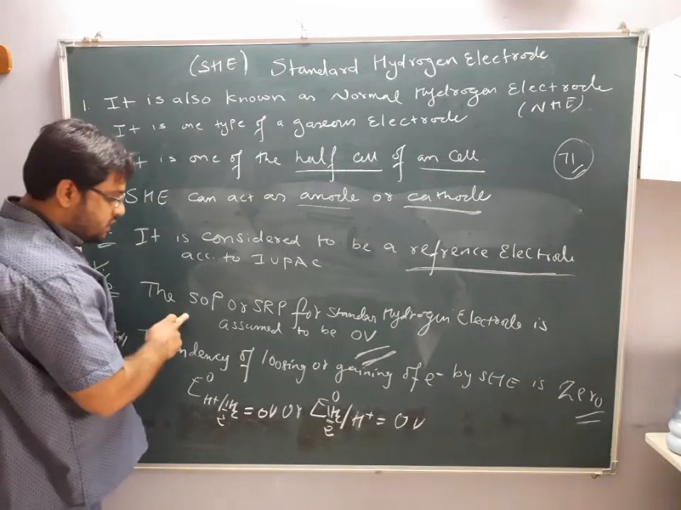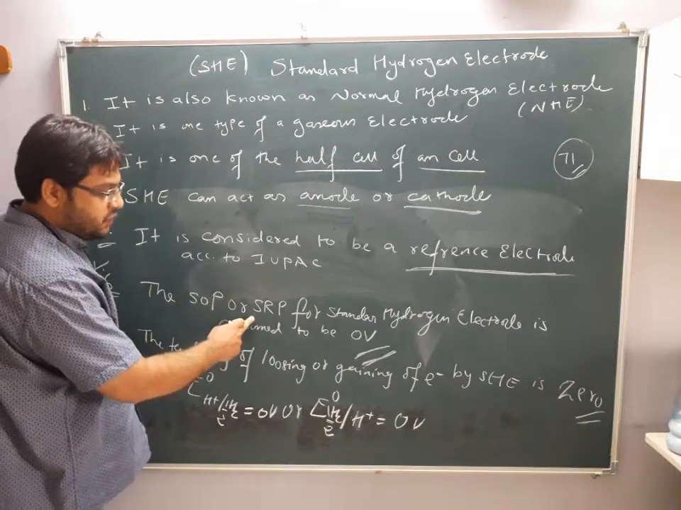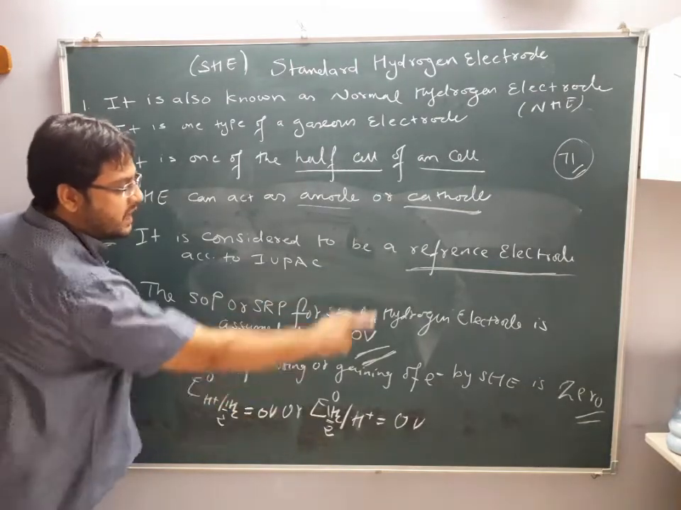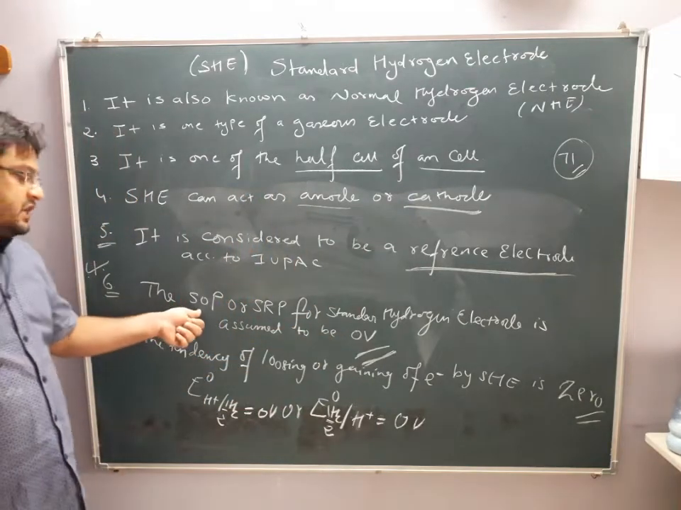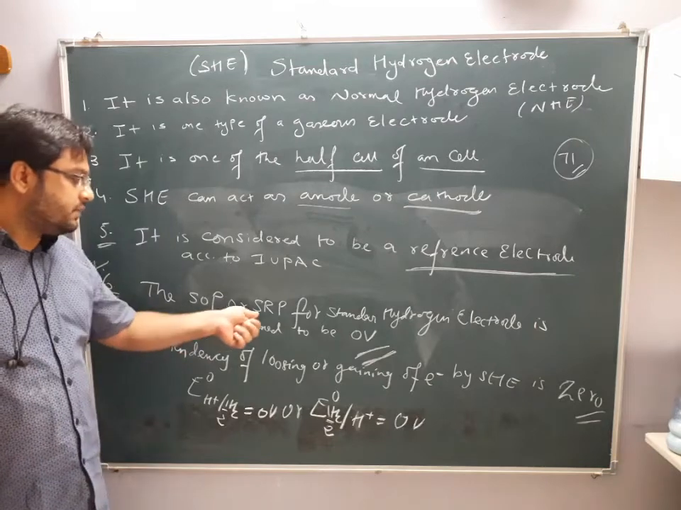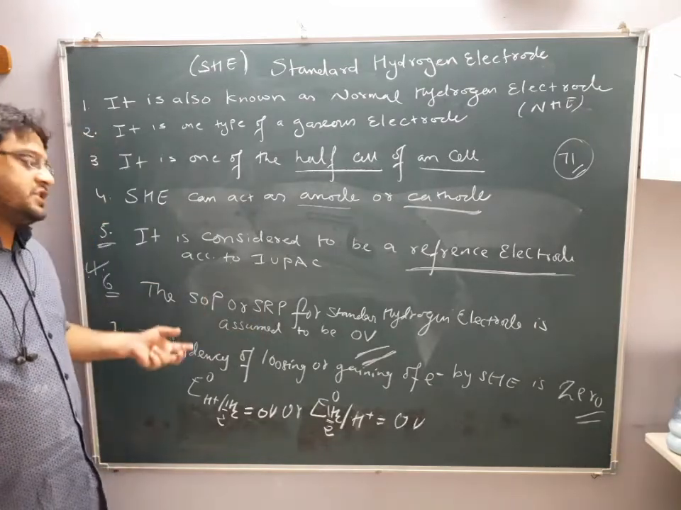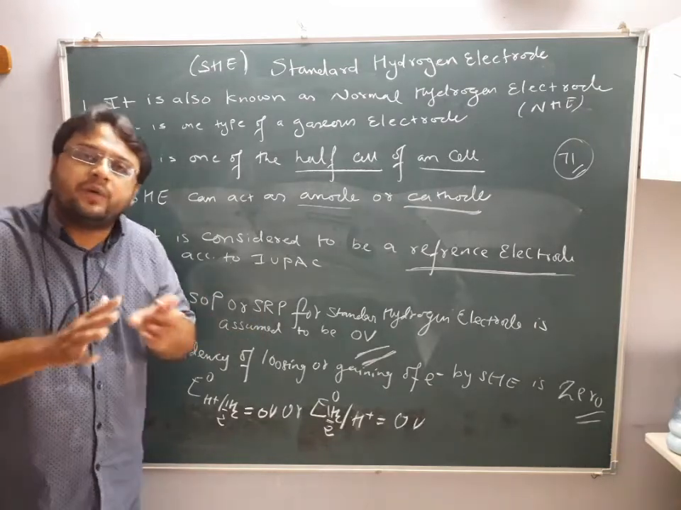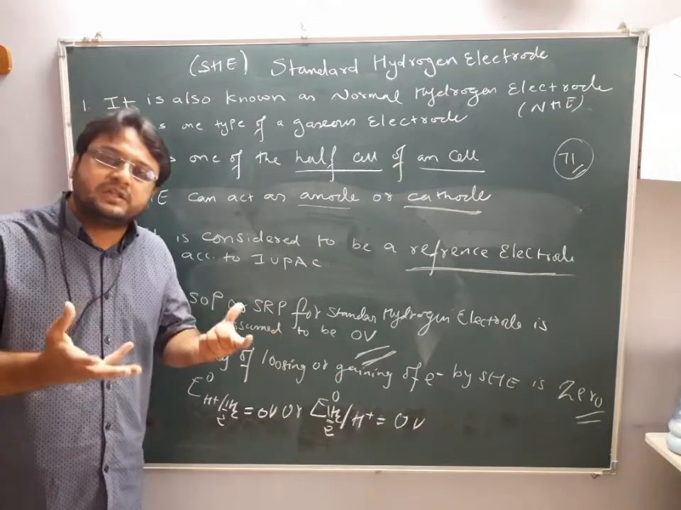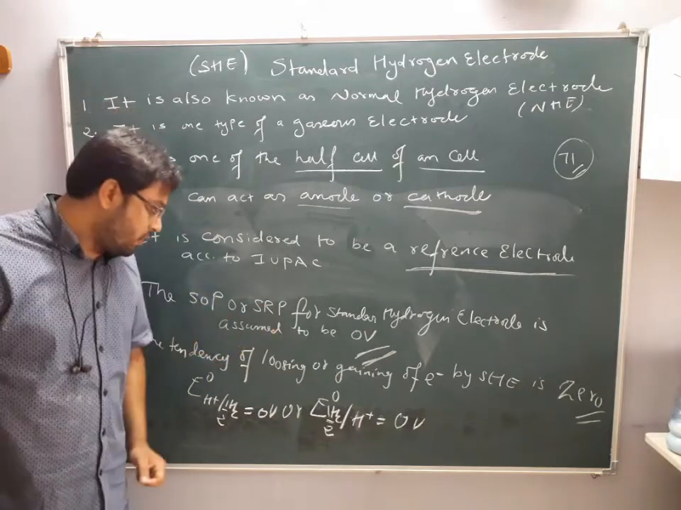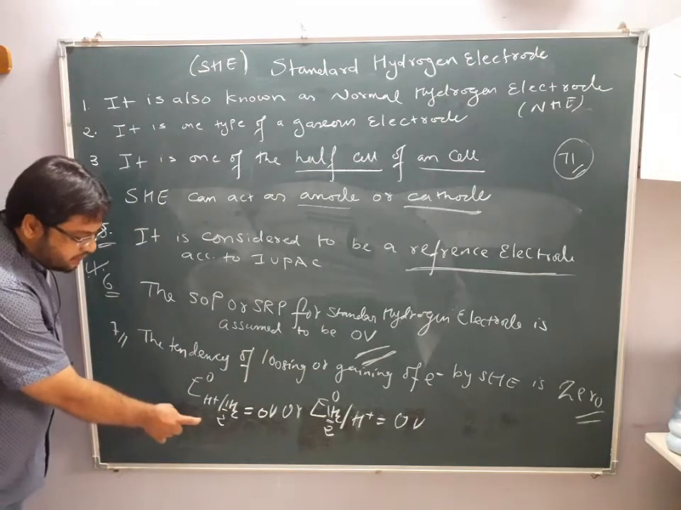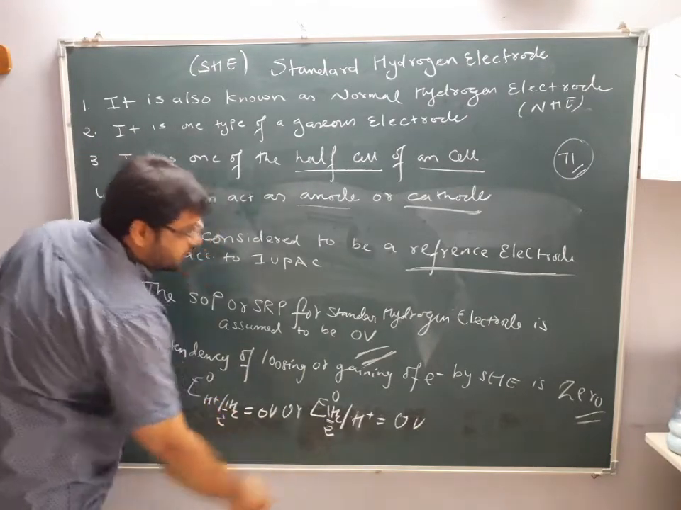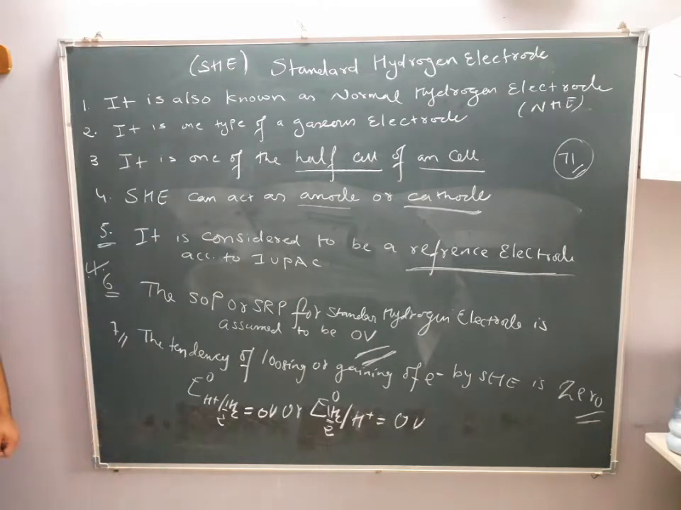The standard oxidation potential or standard reduction potential for SHE, the standard hydrogen electrode, is assumed to be 0 volt. Oxidation means they cannot lose the electron; reduction means gaining of electron, but the standard hydrogen electrode does not have any capacity either to gain the electron or to lose the electron. This is by the IUPAC rule, you have to remember. So this formula: reduction potential value 0 volt, oxidation potential 0 volt. Please note it down.